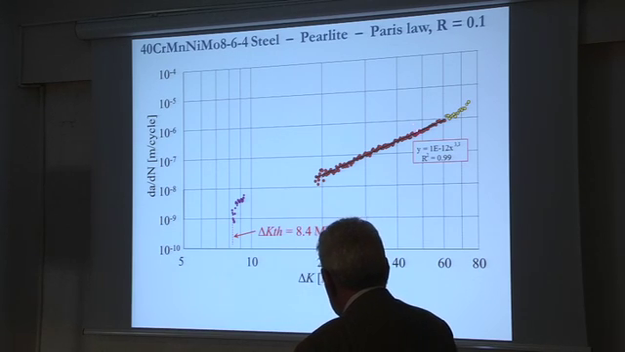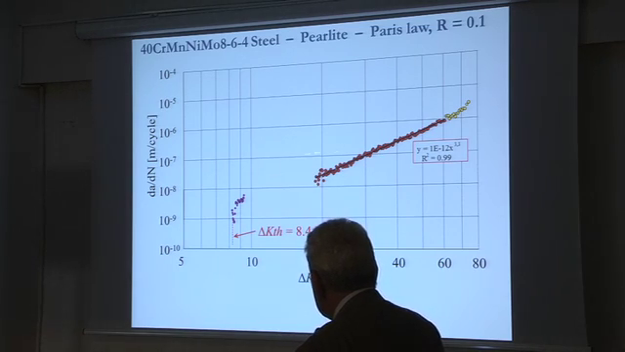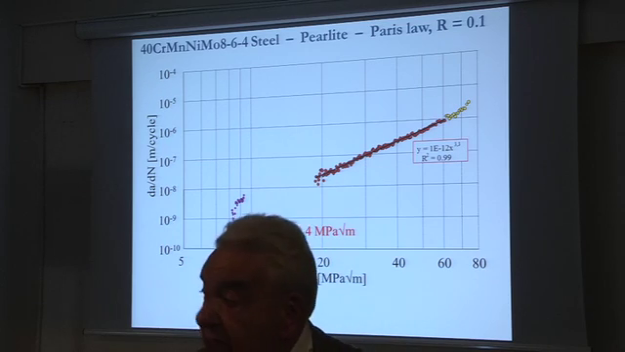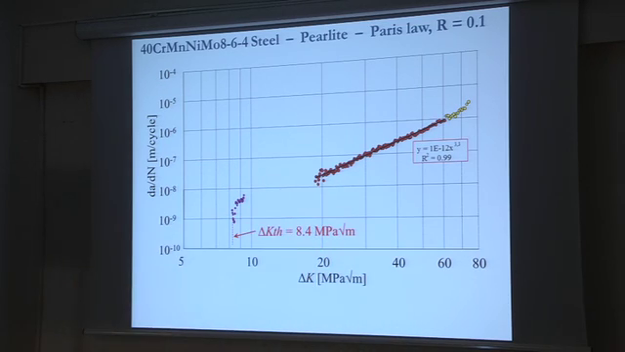And this is the Paris law as determined on this material, and the exponent is 3.3. And if we take a rail steel, which is a 0.70% carbon, so it is almost completely pearlitic, and with little amount of ferrite, you have the same type of Paris law. So it's not the chemistry, but it's the microstructure that controls the Paris law.